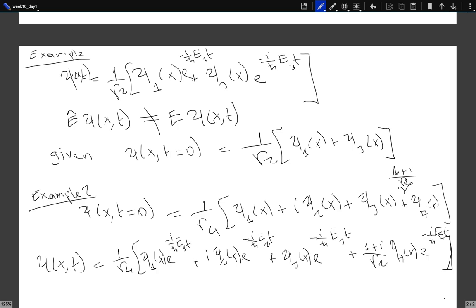No. I'm just assuming in this example there's a single well and a single particle. And this is the wave function of that single particle.